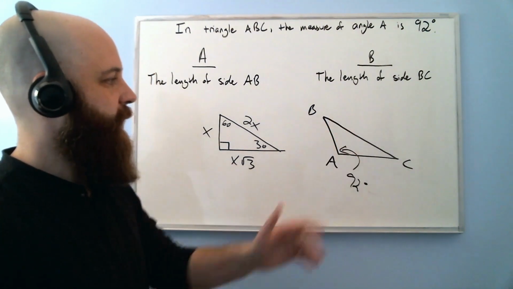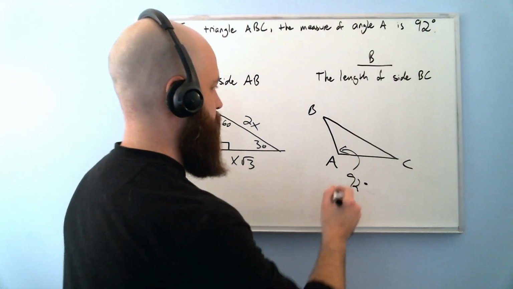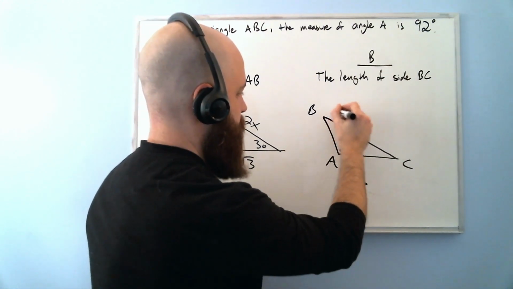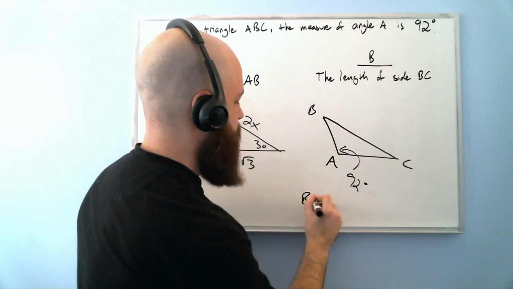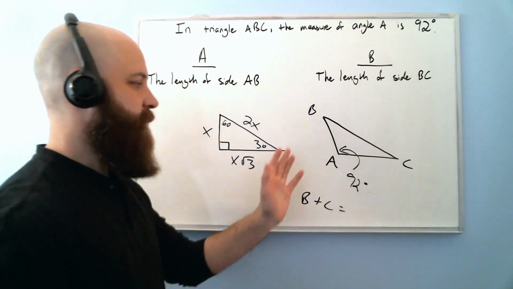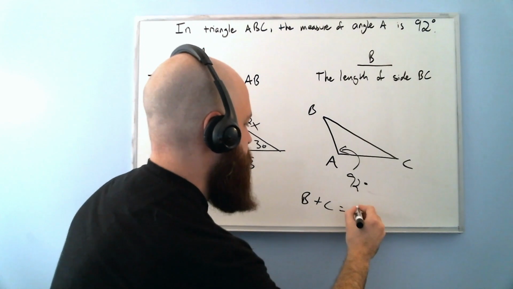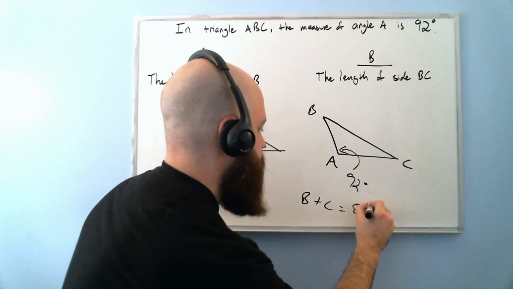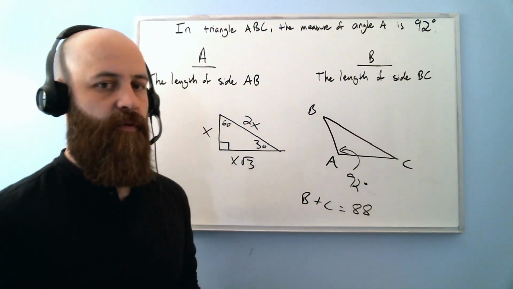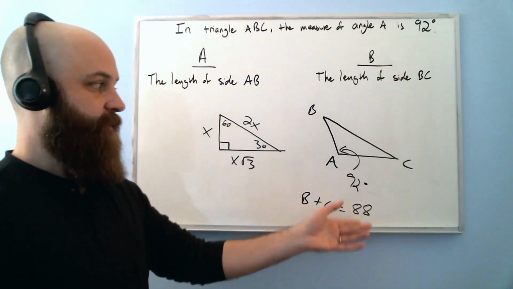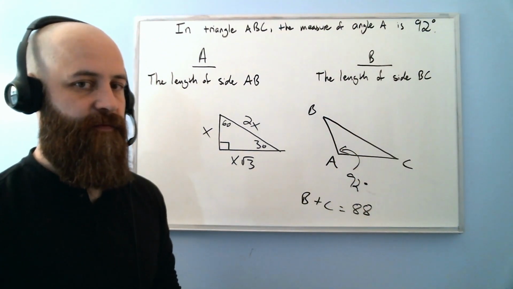Well, what do I know about angles B and C? Okay, well, I don't know their actual measures. But if you think about what their sum has to be, well, the sum of all the angles in a triangle is 180 degrees. So B plus C has to be equal to 88 if they're going to add up to 180. Okay, so if B and C together are 88, each of them separately has to be less than 92.